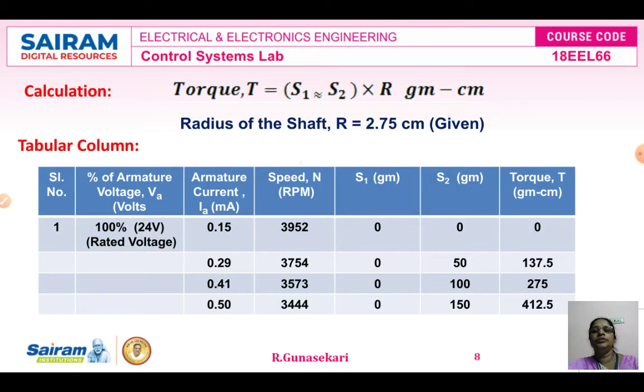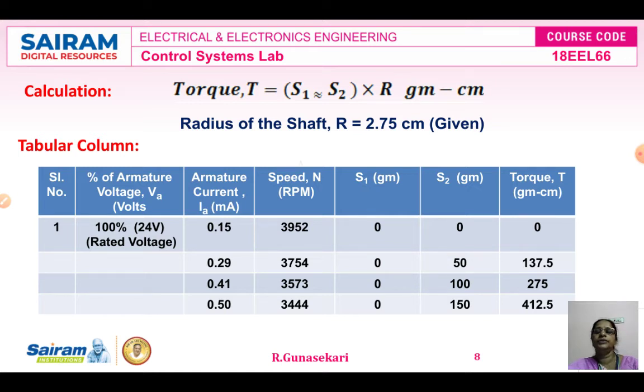Now you see the formula: torque T is equal to S1 difference S2 into R. The unit of the torque is gram centimeter. The radius of the shaft R is equal to 2.75 centimeter, which is given in the experiment.